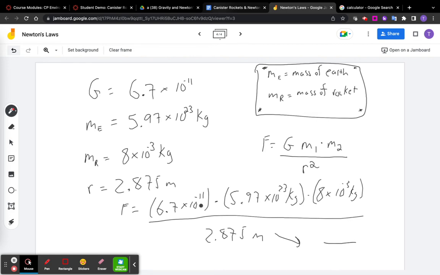So I don't have a scientific calculator, so I'm going to pull out all the exponents. So I'm going to have 10 to the negative 11th times 10 to the 23rd. You just add exponents. So that will be 10 to the 12th. Then add negative 3, 10 to the 11th. So we just pulled out the exponent there. If you have a scientific calculator, you can just plug it right in. But I'm going to do it this way to make it easier for myself because I do not have a scientific calculator. All right. And now all I got to figure out is these parts here.